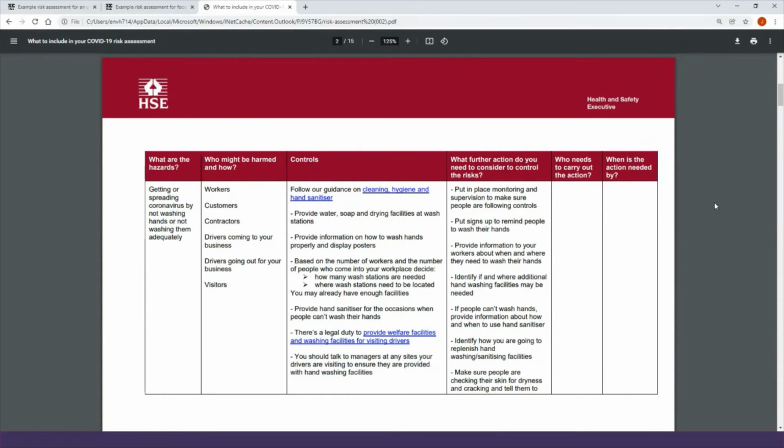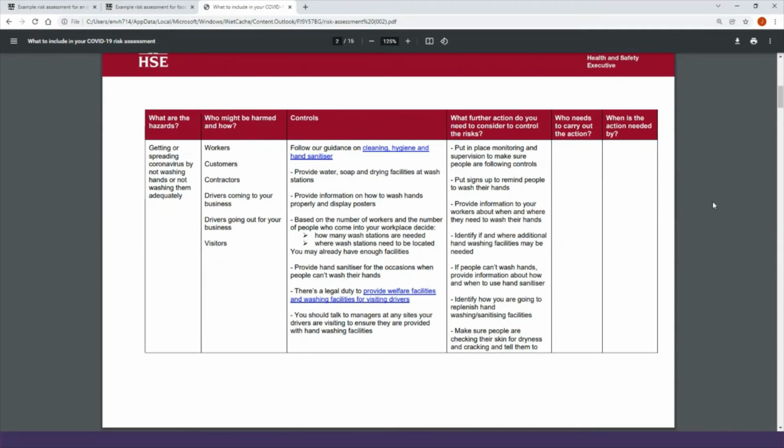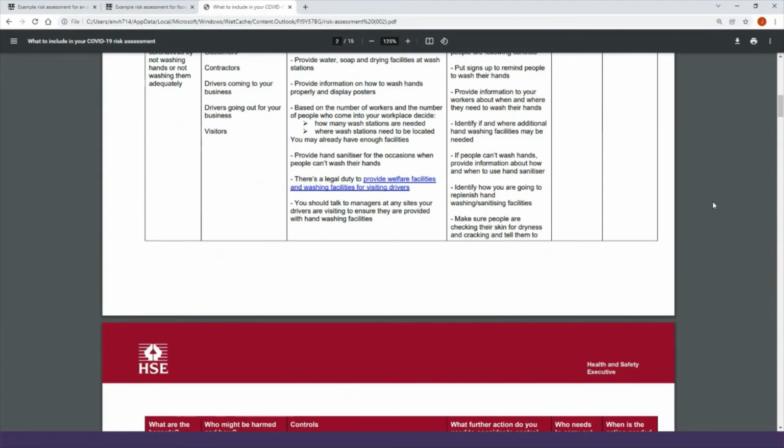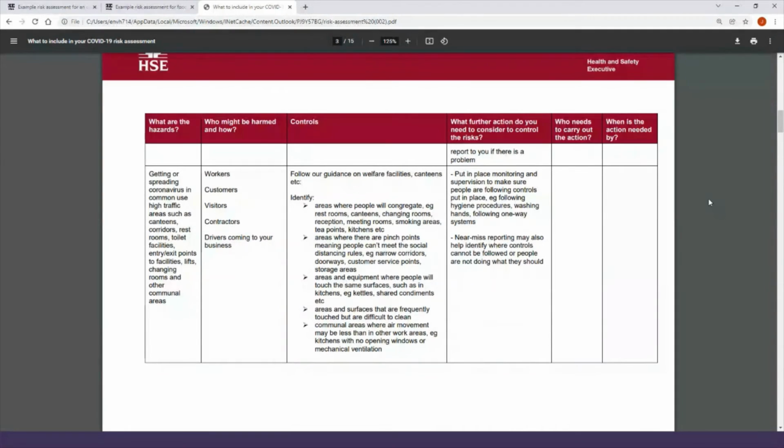So again, as you can see from the top column, hazards, who might be at risk, controls, further additional control measures, and who needs to carry out this action and dates recorded. So as you can see, a hazard which is really important to note is inadequate hand washing. Everybody can be affected by this, and what you can do to control the risk. You can see here, getting or spreading coronavirus in commonly used high traffic areas. So that could be, for example, entry and exit points.